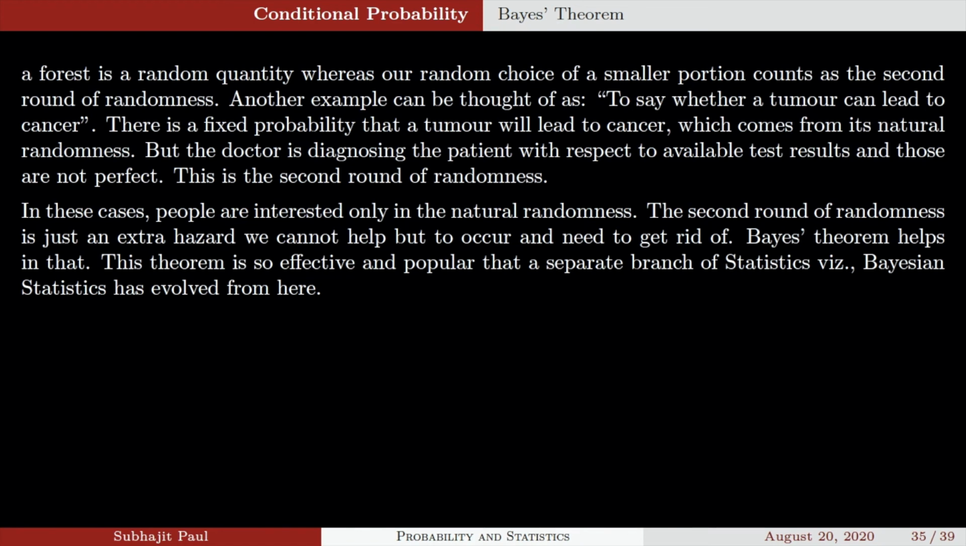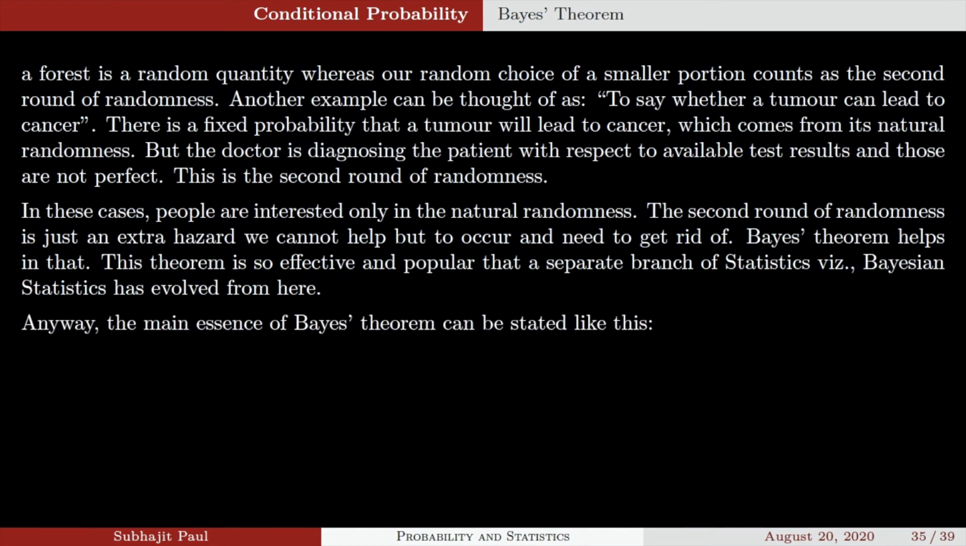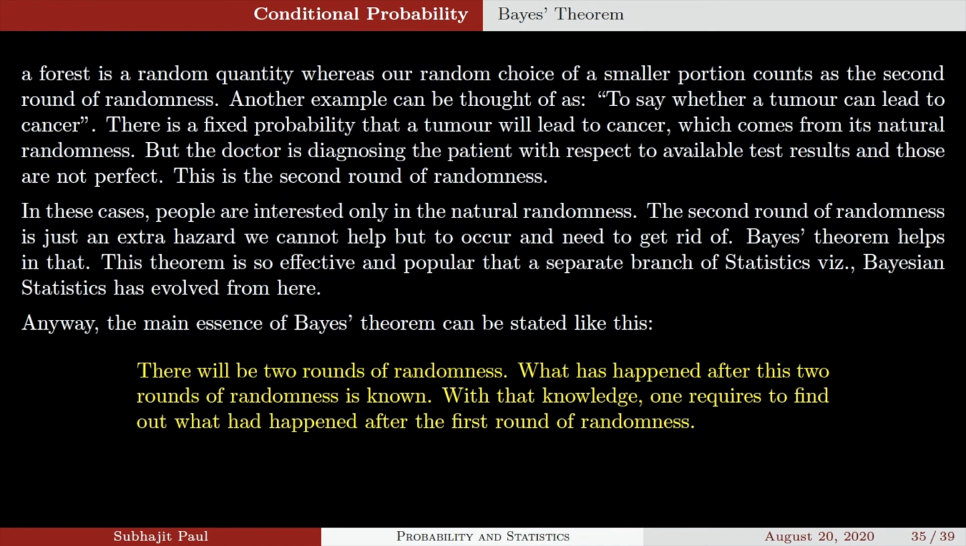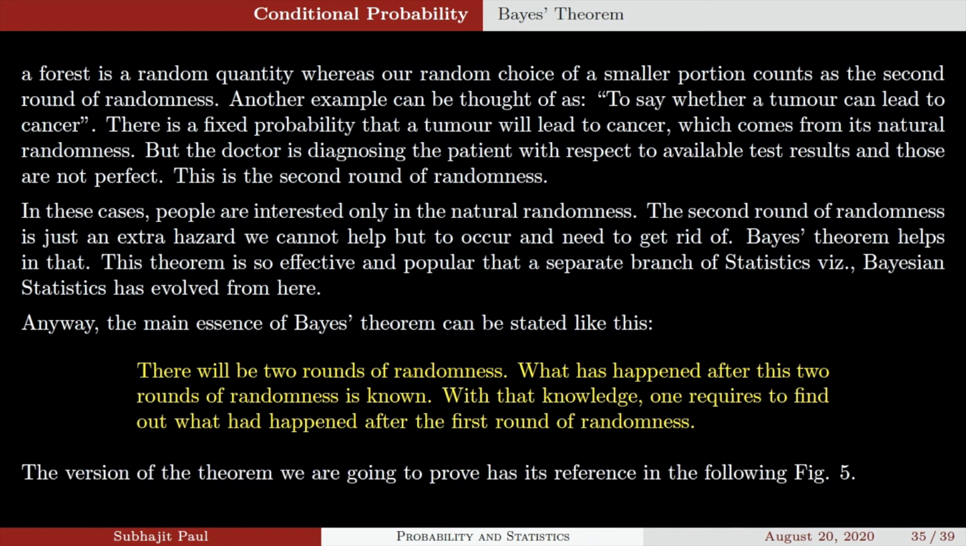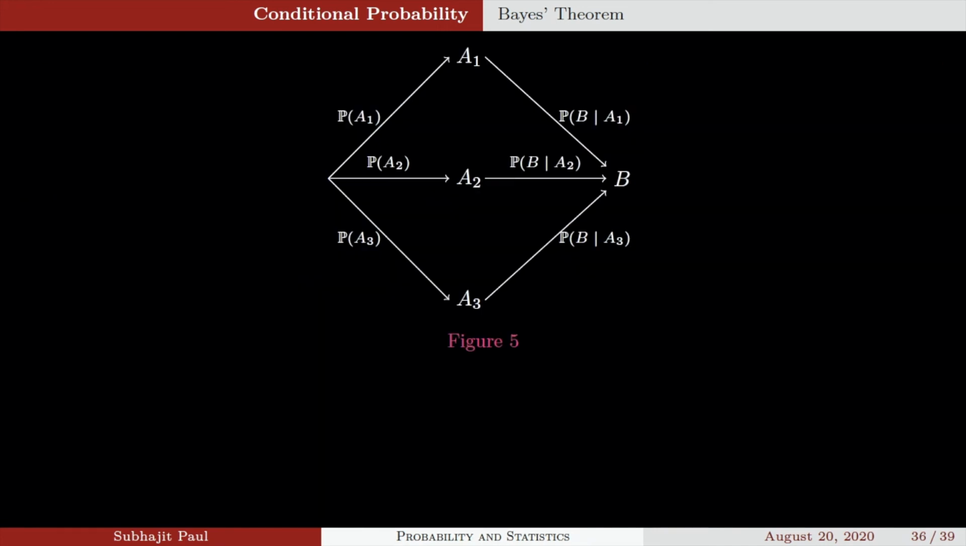This theorem is so effective and popular that a separate branch of statistics, namely Bayesian statistics, has evolved from there. Anyway, the main essence of Bayes' theorem can be stated like this. There will be two rounds of randomness. What has happened after these two rounds of randomness is known. With that knowledge, one requires to find out what had happened after the first round of randomness. The version of the theorem we are going to prove has its reference in the following figure.